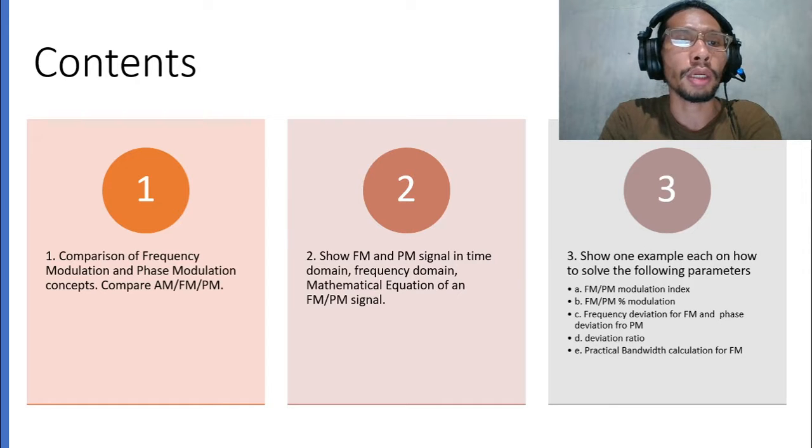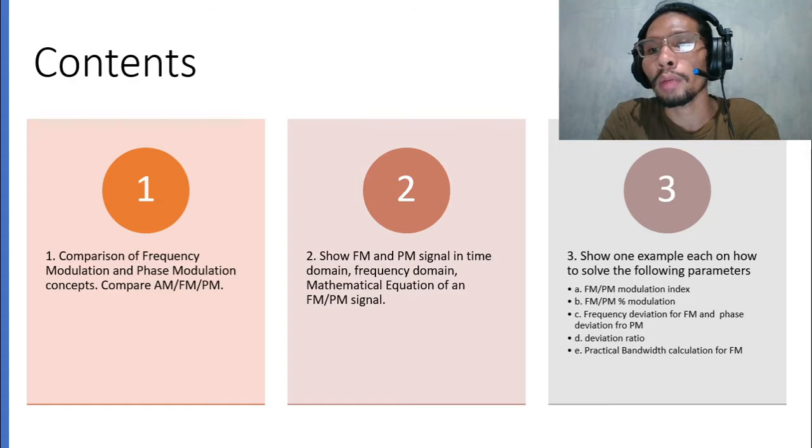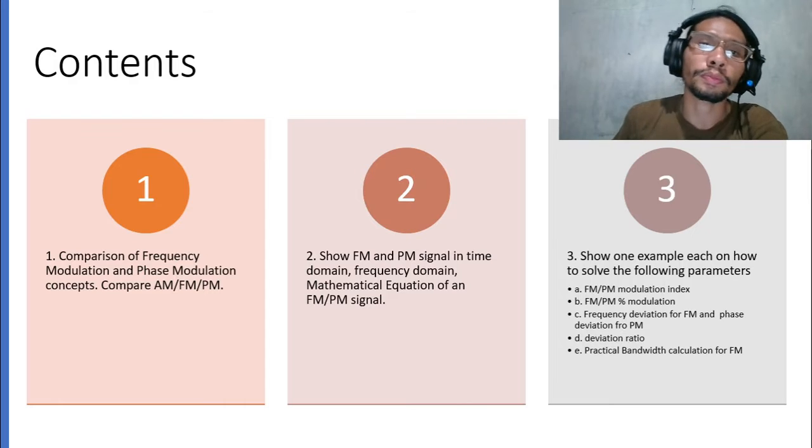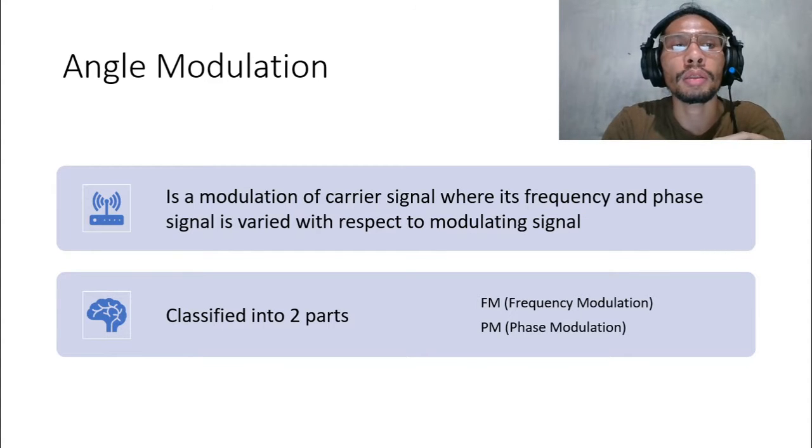For the first part will be the comparison of frequency modulation and phase modulation concepts and comparing them to amplitude modulation. Then for the second part, I will show you the FM and PM signal in time domain, frequency domain, and their mathematical equations. And for the last part, I will show you some examples or sample problems and their corresponding solutions. So first, we need to define angular modulation or angle modulation.